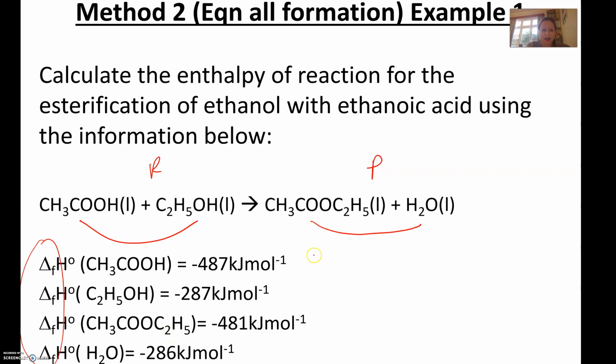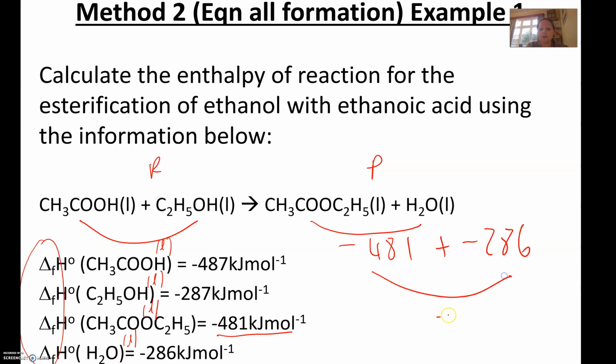The products are the ester, so negative 481 plus water, which is negative 286. Please be very mindful of states, and I've just realized here I should have put states, so that wasn't very good of me. This one is liquid, this one's liquid, this one's liquid, and this one's liquid, so you can use these straight away. But one way they try to do a little trick, only if they're being really mean, is sometimes they'll give the thing here as being gas, and that's just to trip you up a little bit. It's not that common. So we add up these two to get an answer.